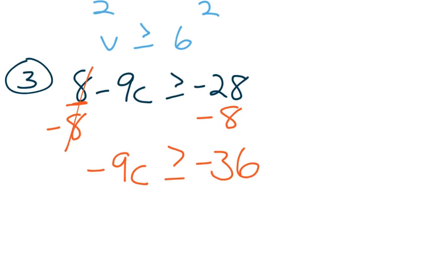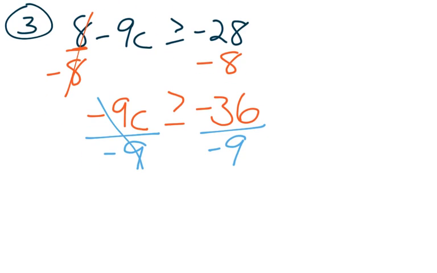Okay, now we need to get rid of the negative 9, so we're going to do that by dividing, because negative 9c means negative 9 times c. Negative 36 divided by negative 9. Okay, so the 9's will go away. We've got c. Negative 36 divided by negative 9, working right here. Negative divided by negative is a positive. 36 divided by 9 is 4.